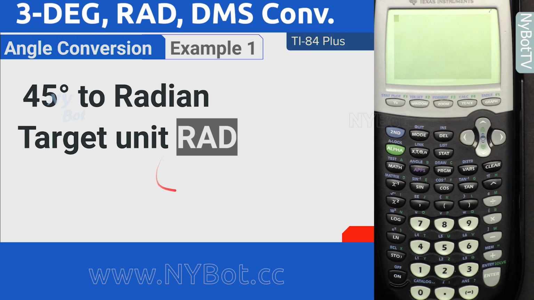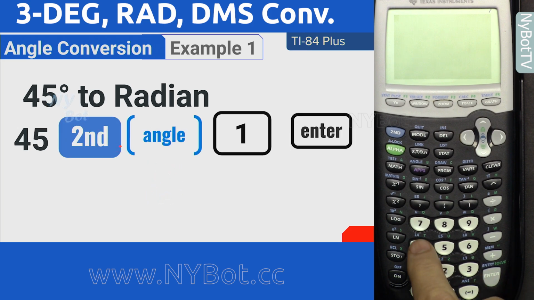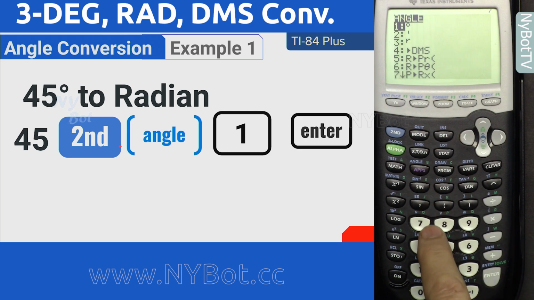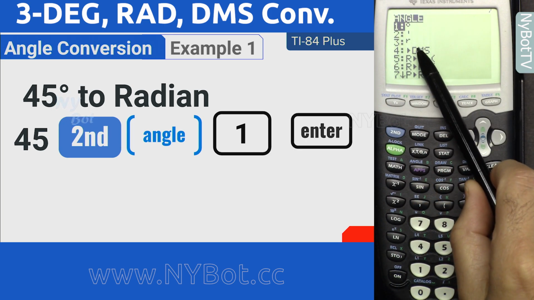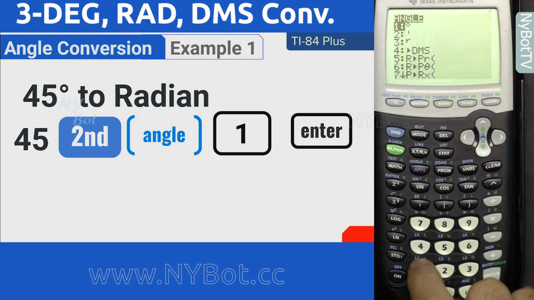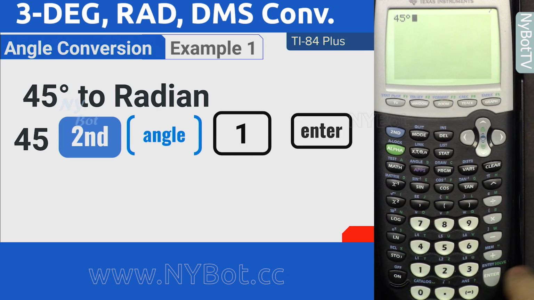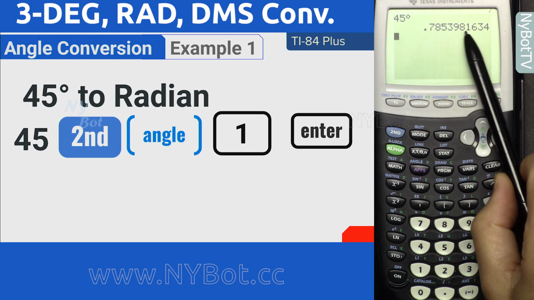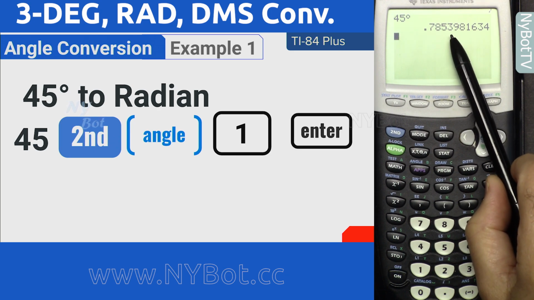That's the correct unit. So we type 45 and then second function angle. We select degree, 1. Now it says 45 degrees. And enter. It has been converted because we have the default setting to radian.